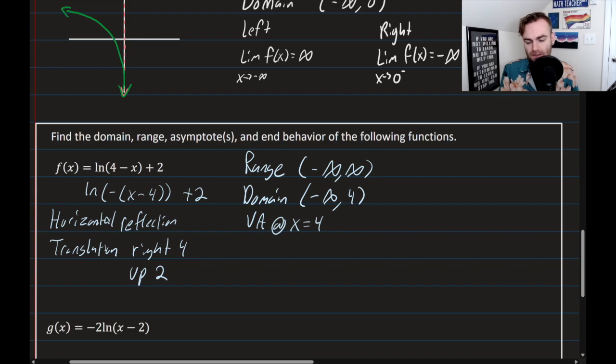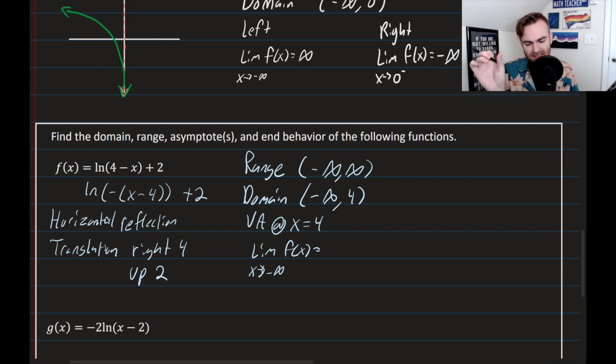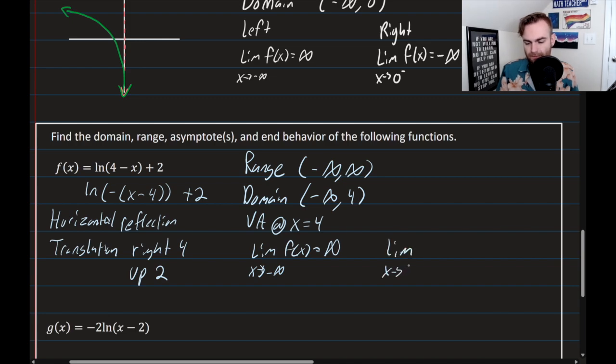End behavior. We know that we have to look at x approaching negative infinity and x approaching 4 from the left. So the limit as x approaches negative infinity of f of x. So negative infinity, we reflected it, shifted it right and up. The left side is going to go up without bound. So that is going towards infinity. And the right side is as x approaches 4 from the left of f of x. That one would be going down towards negative infinity.